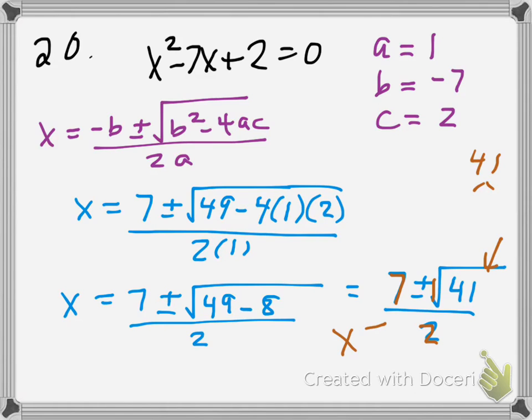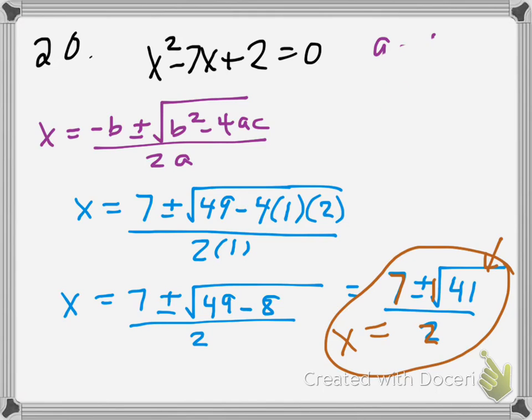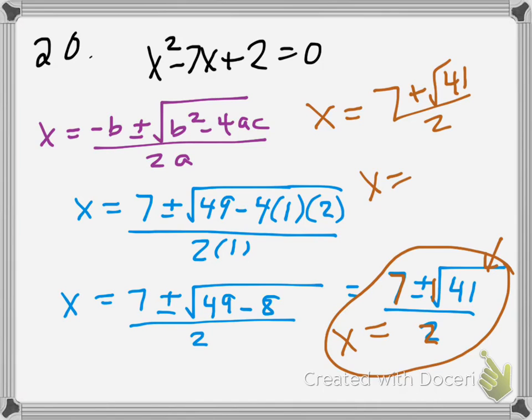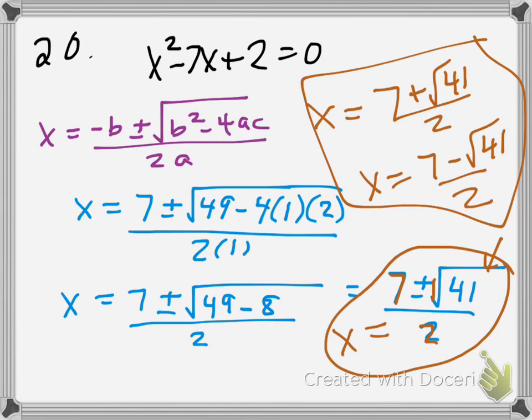So I have x equals 7 plus or minus the square root of 41 over 2. And you can actually write that as 2 solutions. If you separate your 2 solutions, leave some room here. I have x equals, first one I'm going to use a plus sign, so 7 plus root 41 over 2. And the second one would be using the subtraction sign, 7 minus root 41 over 2. So you can separate them or you can leave them condensed.